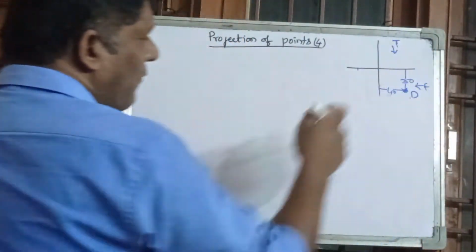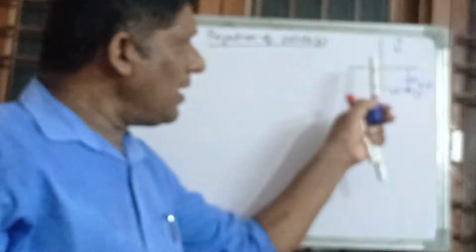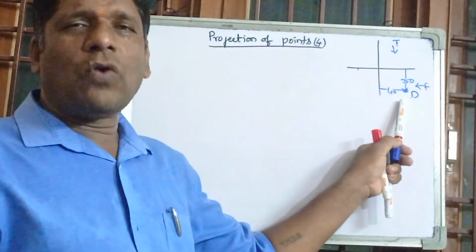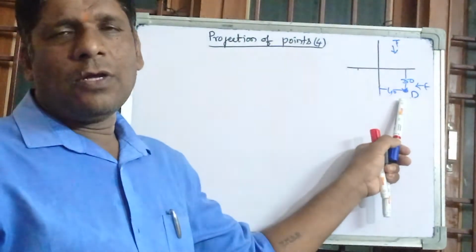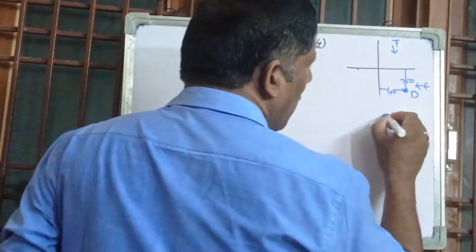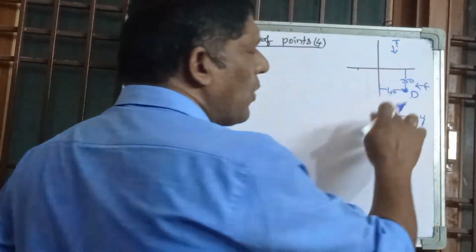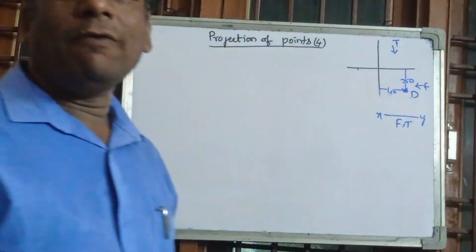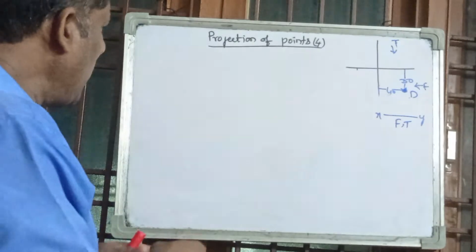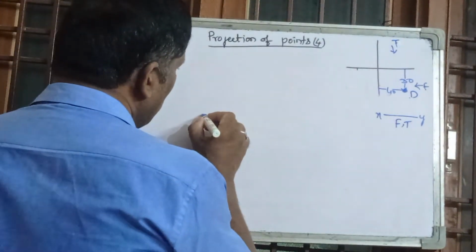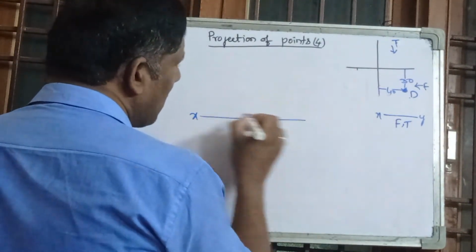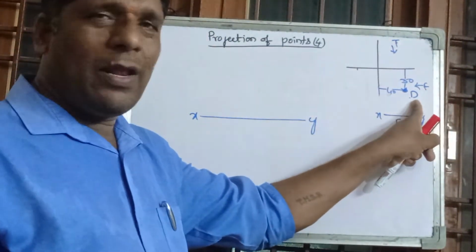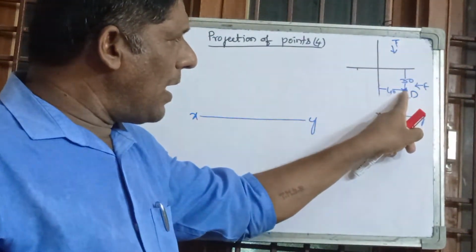Now before going on, the point is there in the fourth quadrant, which means we have to follow fourth angle projection. As per fourth angle projection, we know that both front view and top view come below XY. Front view and top view fall below XY. So here we can directly go for the solution. Draw the XY axis line, and if you observe the front view here, it is below XY.